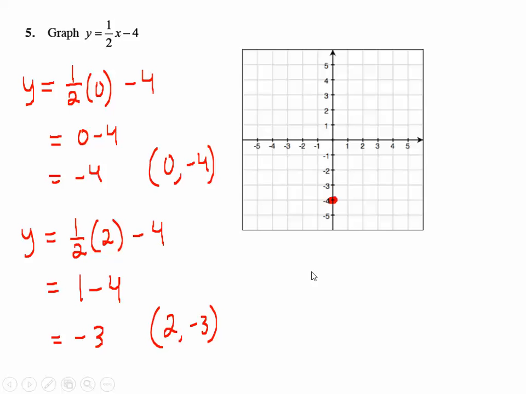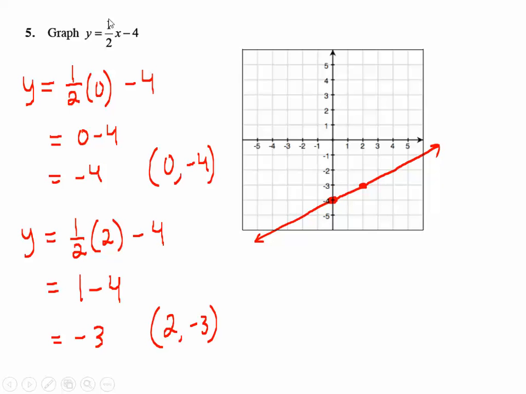Alright, and hopefully you have a graph that looks like this: 0, negative 4, and then 2, negative 3, and a graph that looks like that. Again, a straight line that looks like that. Alright, but let's get a little bit more sophisticated here. You guys are sophisticated Math 63 students here.